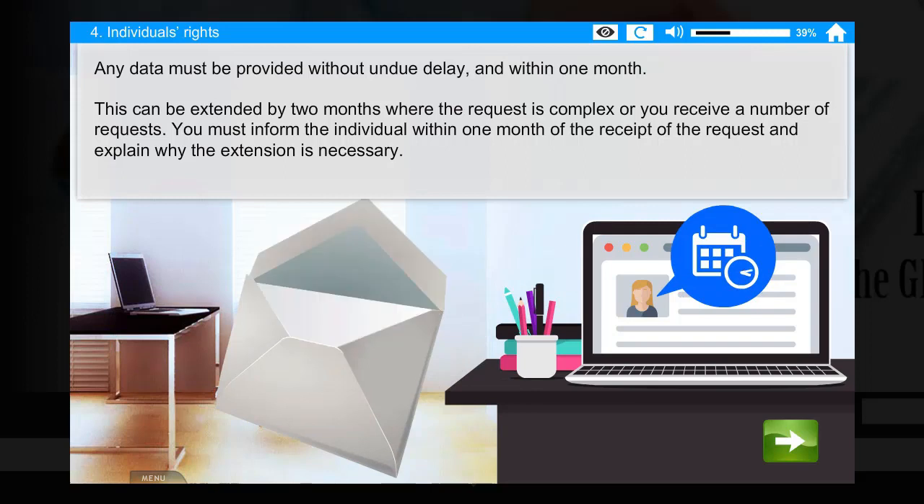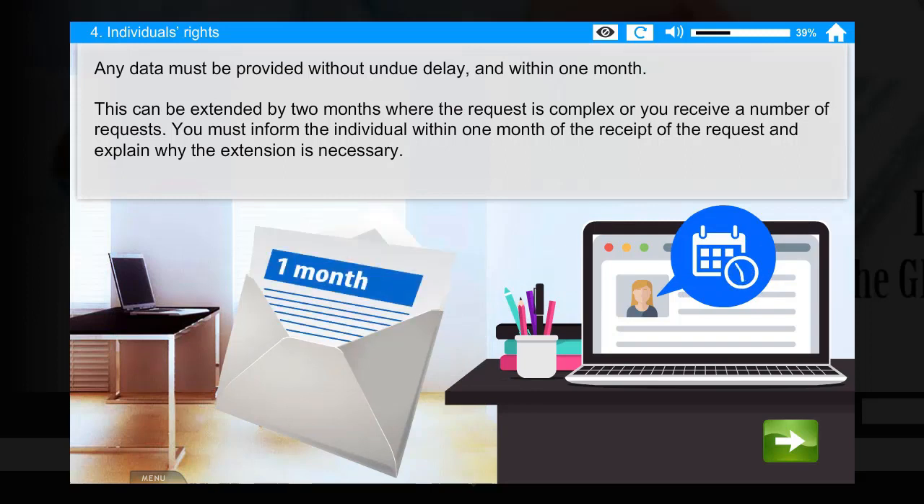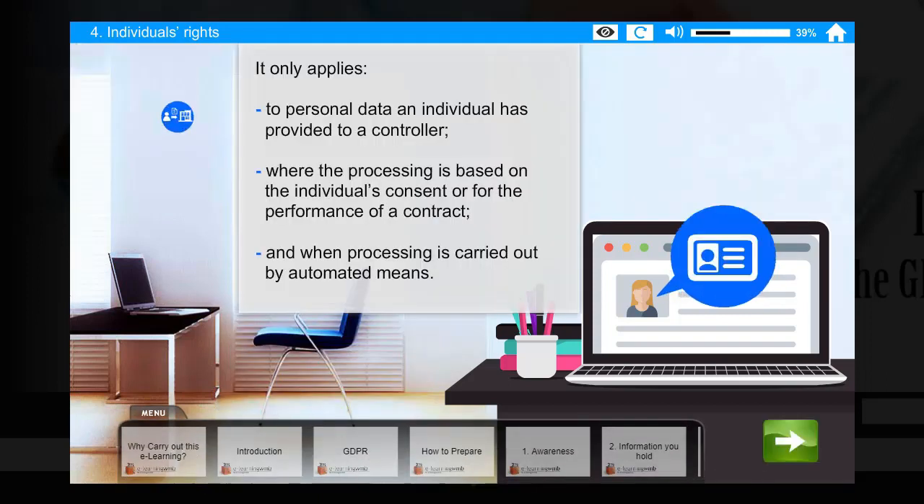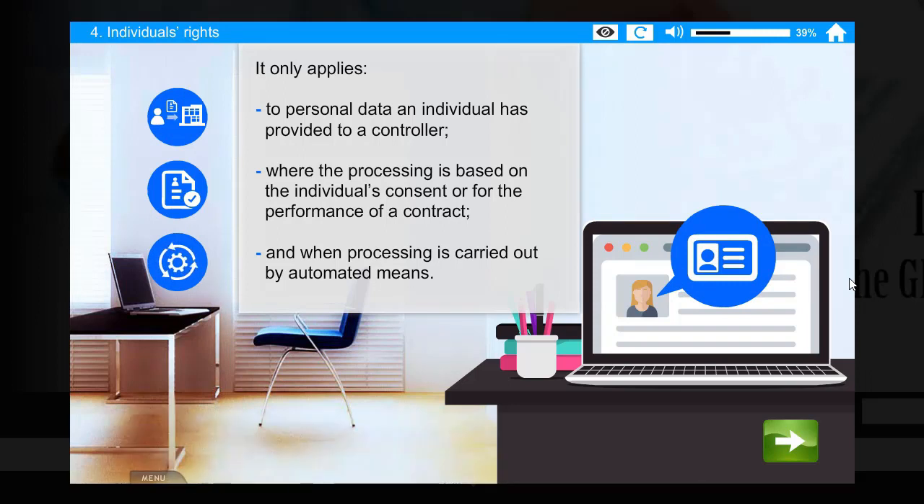Any data must be provided without undue delay and within 1 month. This can be extended by 2 months, where the request is complex or you receive a number of requests. You must inform the individual within 1 month of the receipt of the request and explain why the extension is necessary. It only applies to personal data an individual has provided to a controller, whether processing is based on the individual's consent or for the performance of a contract, and when processing is carried out by automated means.